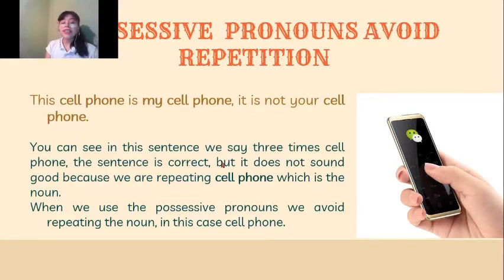You can see in this sentence, we say cell phone three times. The sentence is correct, but it does not sound good. It sounds wrong because we are using a lot of repetition in this sentence. So that is why we're going to use possessive pronouns in this case. The noun here is a cell phone. One, two, three. This is the noun. When we use the possessive pronouns, we avoid repeating the noun, in this case, the cell phone.